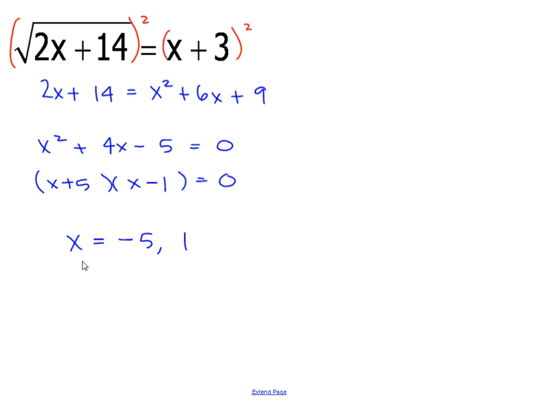Now when I substitute, when I put in a negative 5, 2 times negative 5 is negative 10 plus 14 is 4. The square root of 4 is positive 2. Over here, negative 5 plus 3 is negative 2. So positive 2 does not equal negative 2. Negative 5 is an extraneous solution. Now I'm going to substitute in 1 and check that one. So 2 times 1 is 2, plus 14 is 16. The square root of 16 is 4. On the right, 1 plus 3 is 4. 4 equals 4. That's true. So our only answer that we are keeping is that x equals 1.